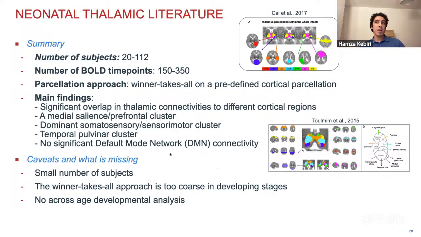However, there is a small number of subjects, so the winner takes all approach is quite coarse, especially for developing brains. We want to use more information about the connectivity to other brain regions. And there were also no across-age development studies, so basically tracking the different nuclei across age.